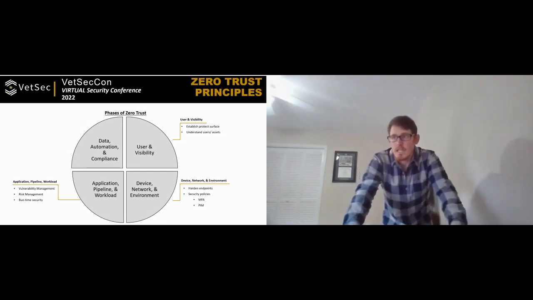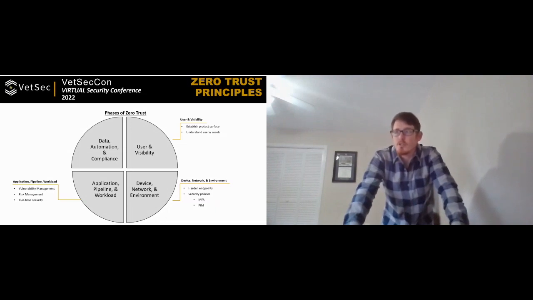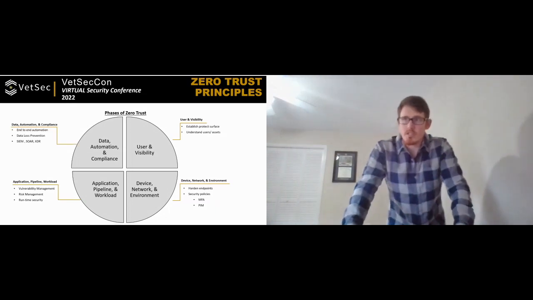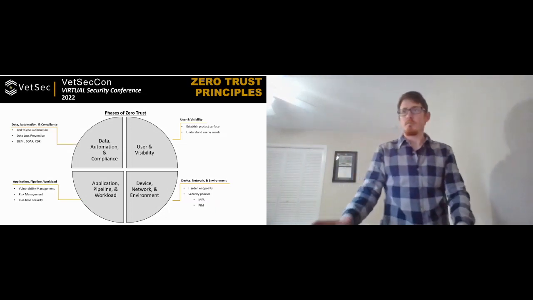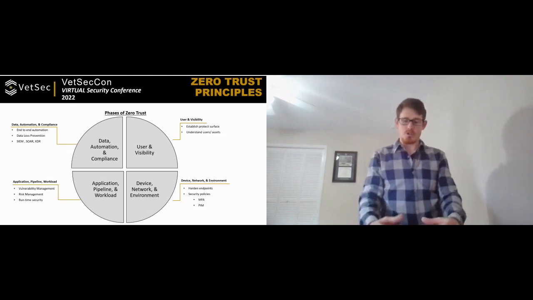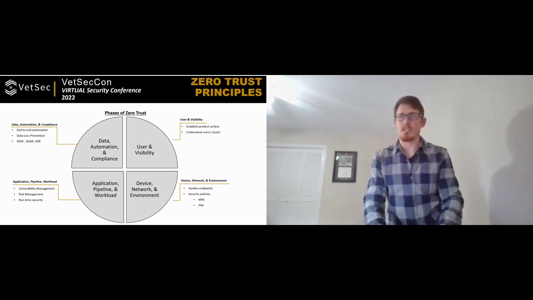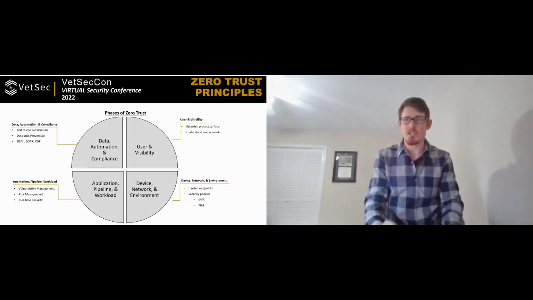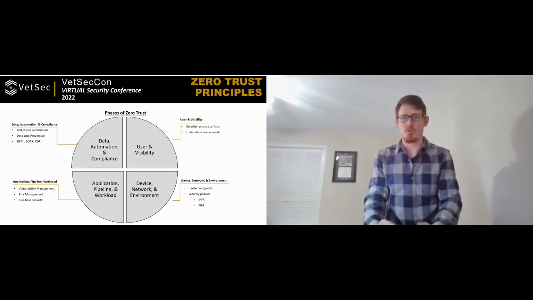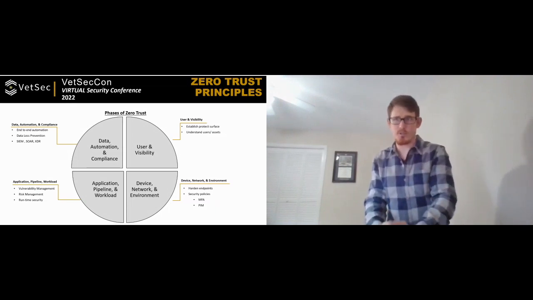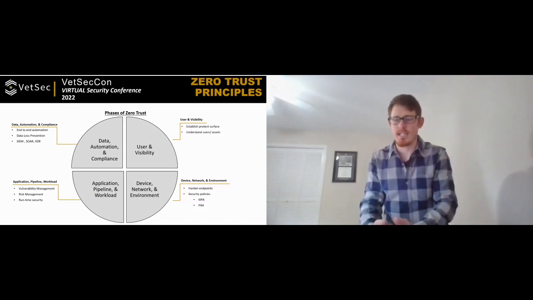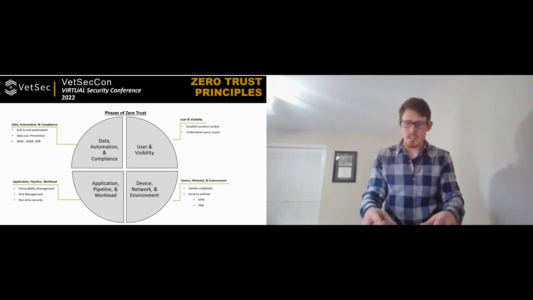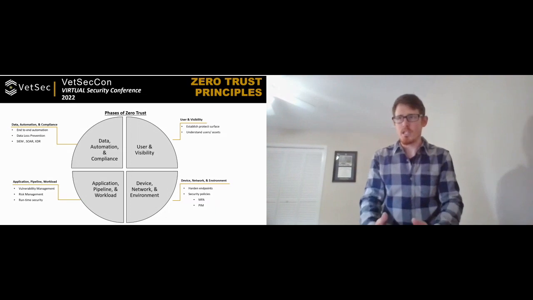So again, the last one is your data and automation and compliance, right? And that's always going to evolve. That's always going to change. That's always going to be moving. You definitely want to try to get end-to-end automation. Let machines do what they need to do, and try to take out as much manual work as possible.